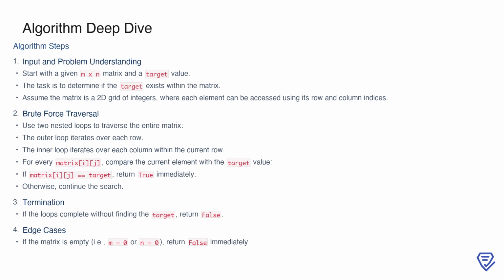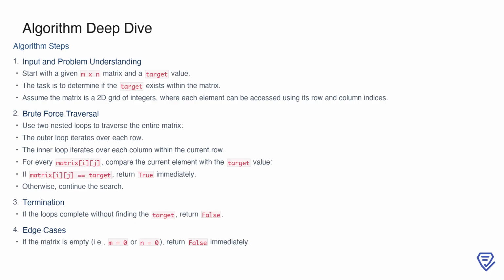A simple, brute force approach to solve this would involve using two nested loops. The outer loop would iterate through each row, while the inner loop iterates through each column within the current row. For every element matrix[i][j], we compare it with the target. If we find a match, we immediately return true. Otherwise, the search continues. If the loop completes without finding the target, we return false.